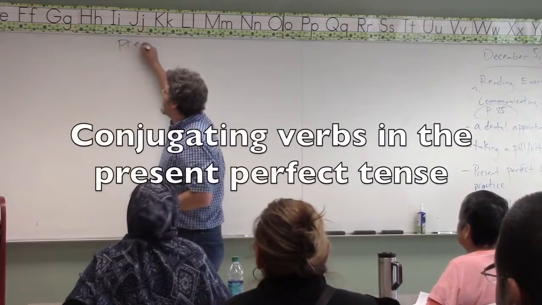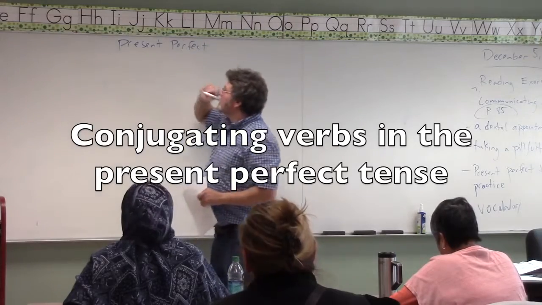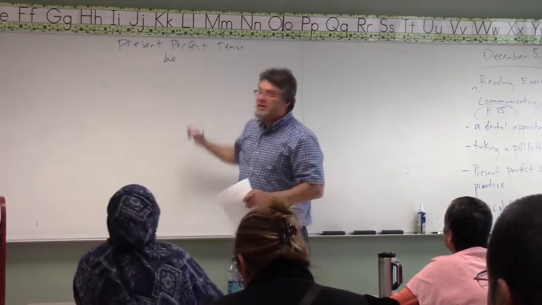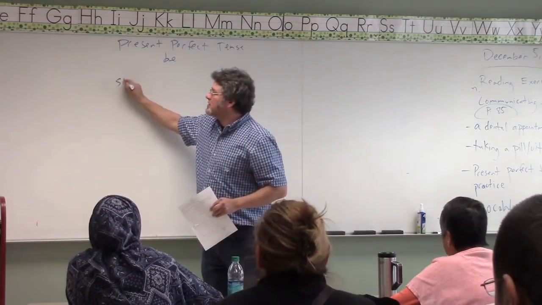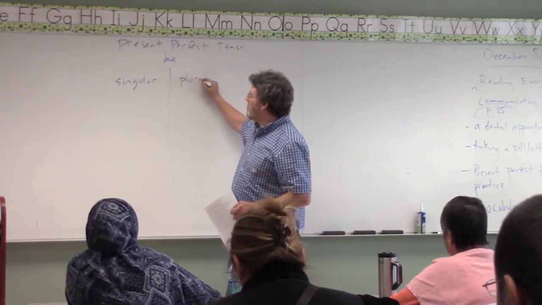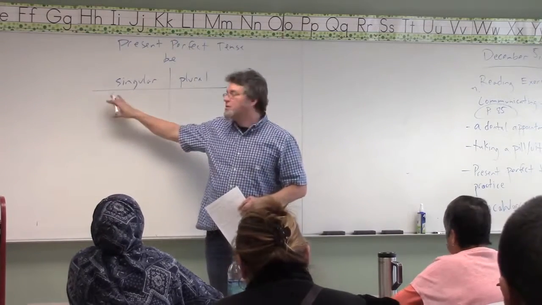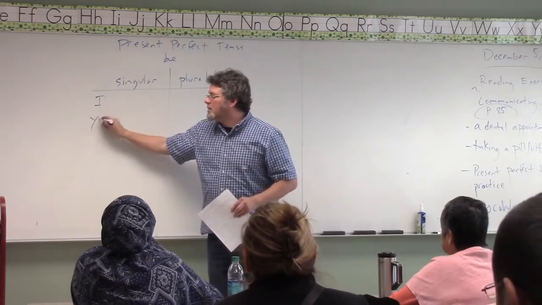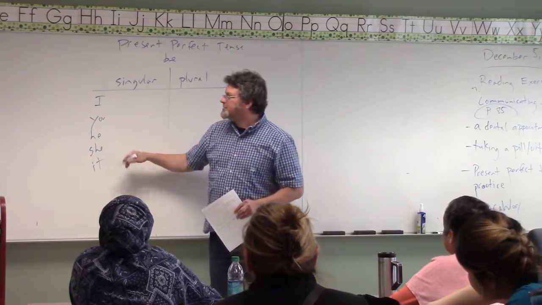The first one together. Okay, so we're gonna conjugate the verb, present perfect tense, and this is for the verb be. Now remember, when we're conjugating verbs, usually you want to consider the verb in the singular and in the plural forms. And consider using pronouns. So, I, you, he, she, it.